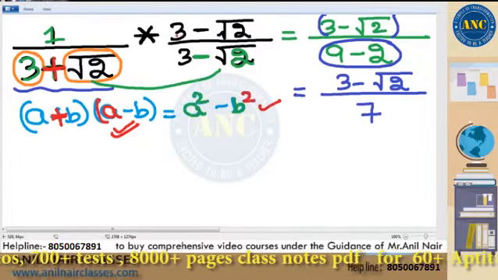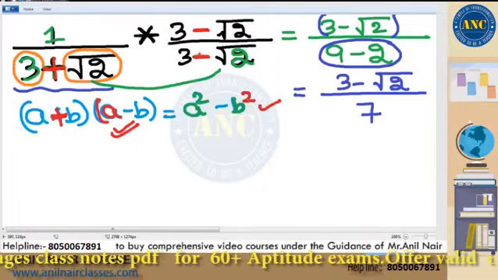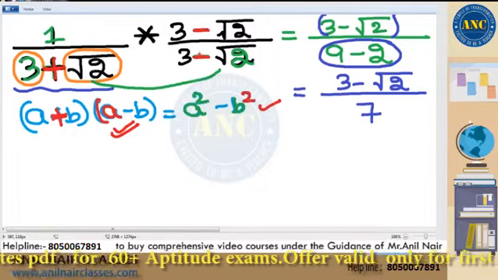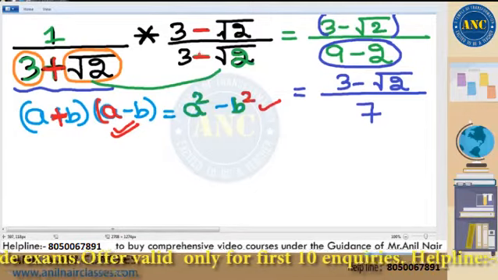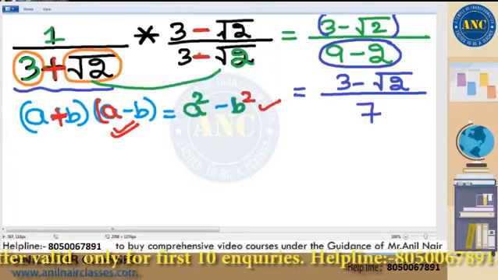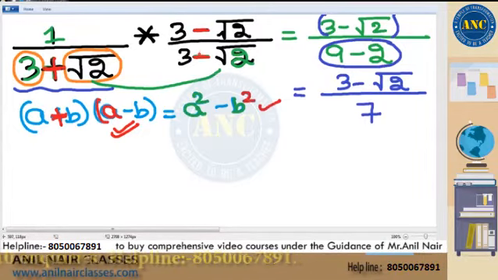So my rationalizing factor will always have the middle term with the sign changed, so that I can make use of a square minus b square. I believe the idea is clear. This also is something which you know, but you should know why we are using that. That is very important. And then how we are using that in the problem, we will see now. Why is the first thing, and then how.